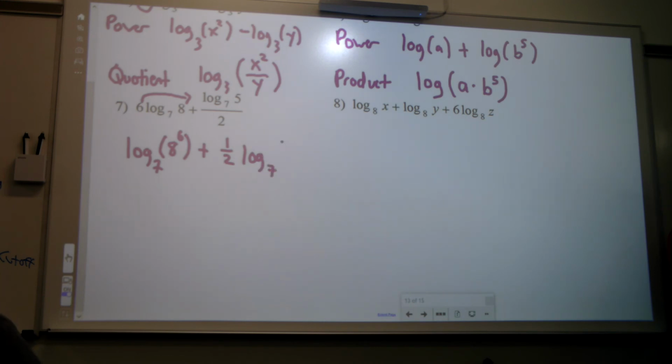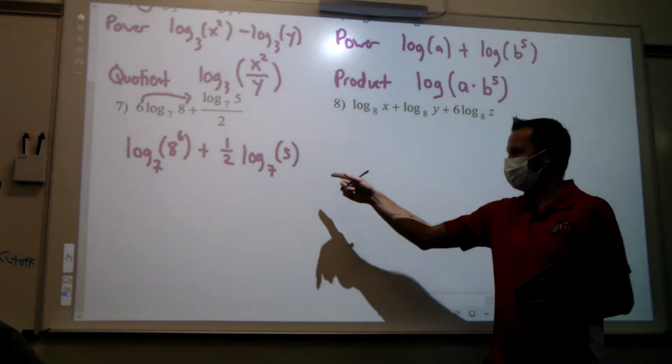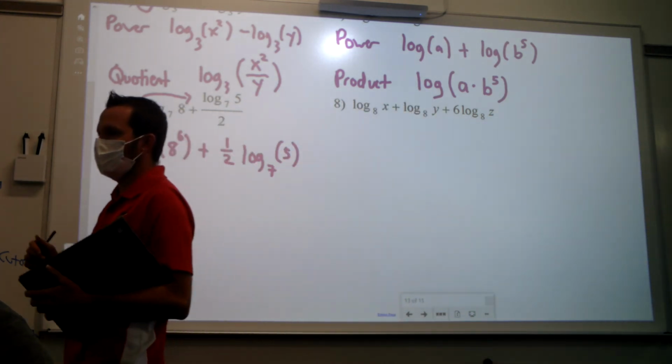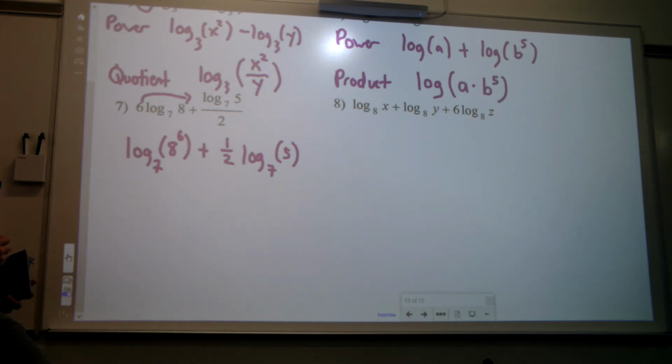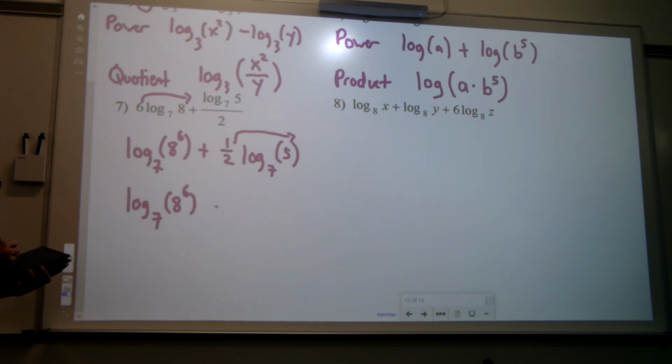Because when you think of dividing by 2, people are like, I don't know what to do for dividing. Well, don't think of it as dividing. Think of it as timesing by 1/2. Now that I have the 1/2 out there, what can I do with it? Power. Bring it up using the power property. So I get log base 7 of 8 to the 6 plus log base 7 of 5 to the 1/2 power.